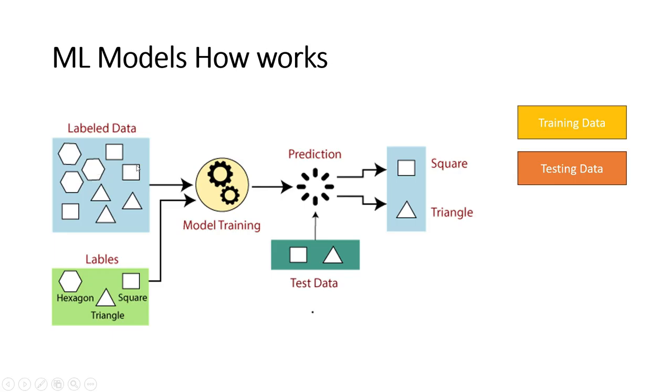For example, this example shows we have labeled data, and you are already familiar with labeled data. We have a label inside the hexagon, this is the triangle shape and this is the square shape. When we provide this labeled data to a machine learning model, it trains on it. When we provide new testing data, for example these two shapes, to this trained model, it will predict this is a square and this is a triangle. So this is how a machine learning model works.